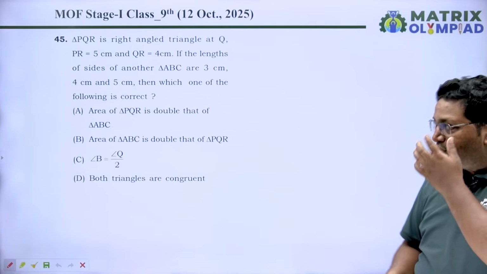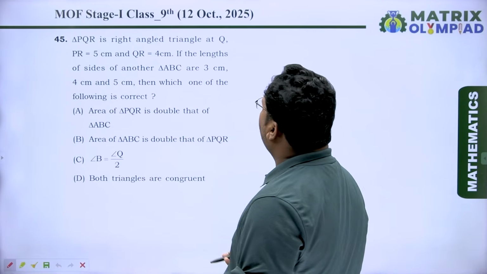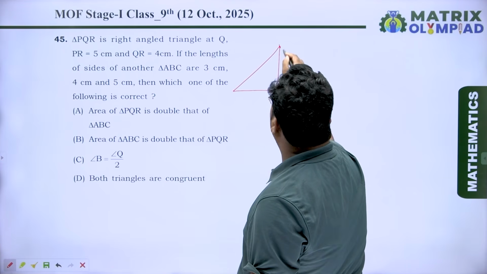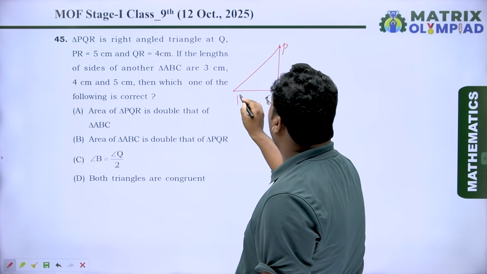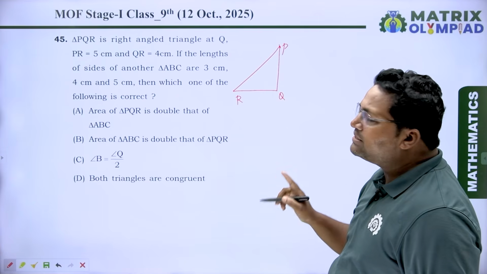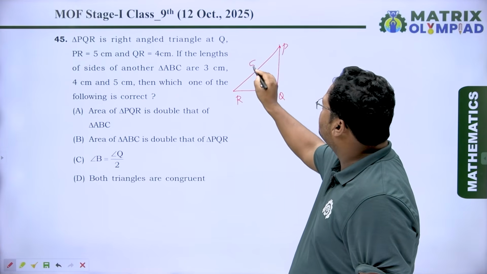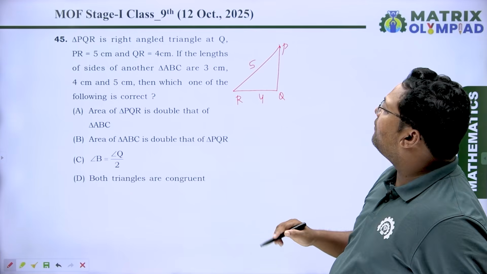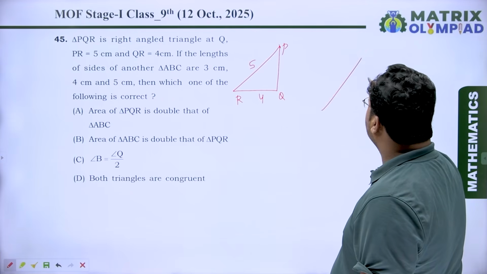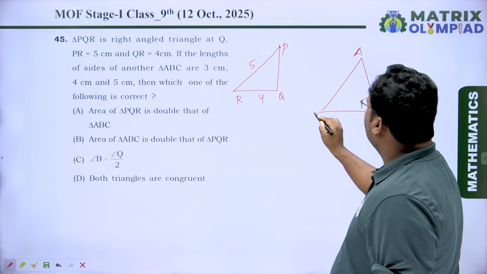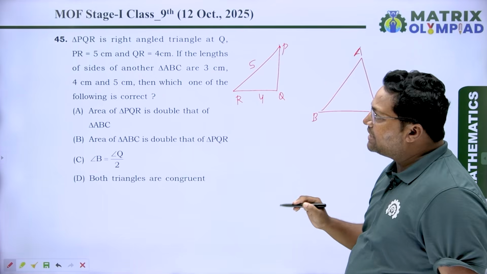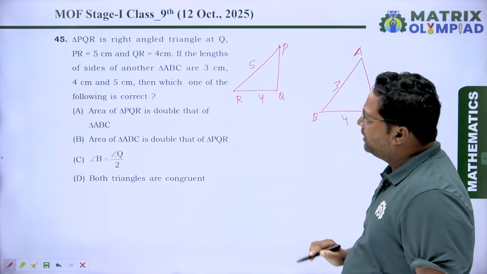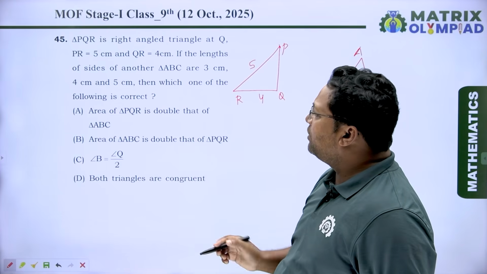Now coming to the next question. Triangle PQR is a right angle triangle at Q. So first of all we have to draw the right angle triangle PQR. Here you can see the sides are given, PR equal to 5, so this hypotenuse is 5, and QR equal to 4. And the sides of another triangle, triangle ABC, are given. The sides of triangle ABC are 3, 4 and 5 centimeter. Then which one of the following is correct?